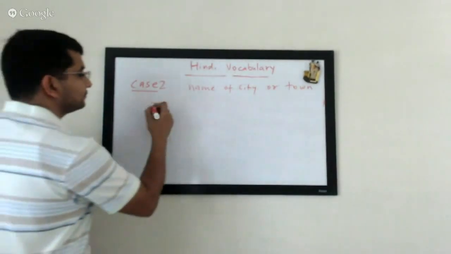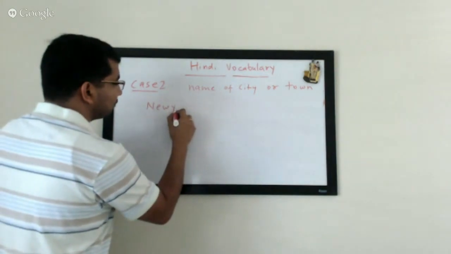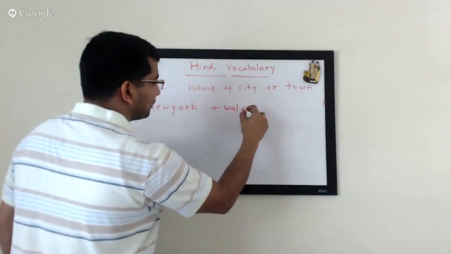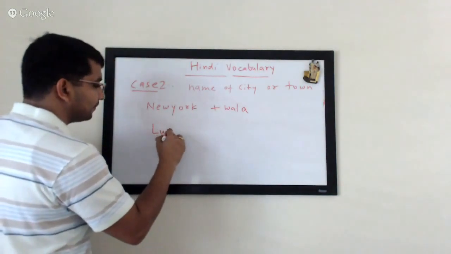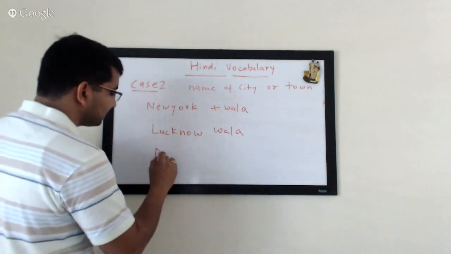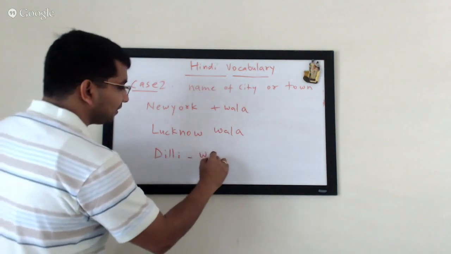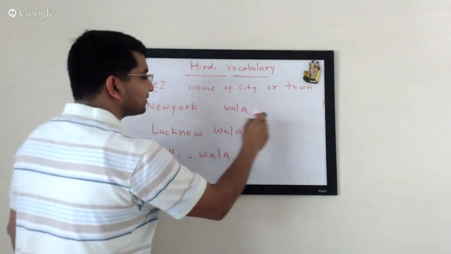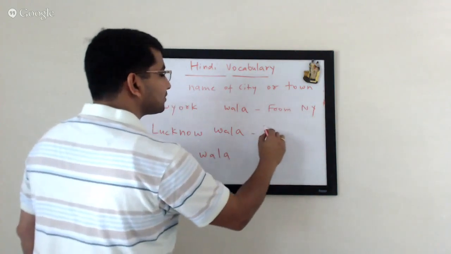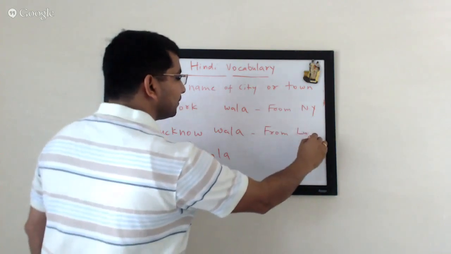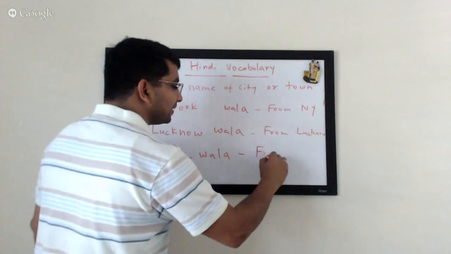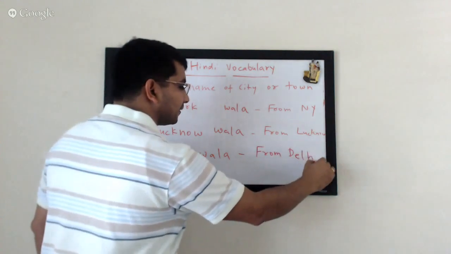So I'll write down the list of cities here. New York wala, Lucknow wala, and then Delhi wala. Right. So here what we mean is someone from New York. Here we mean a person from Lucknow, which is a city in India, in Uttar Pradesh. And then you have Delhi wala, from Delhi.